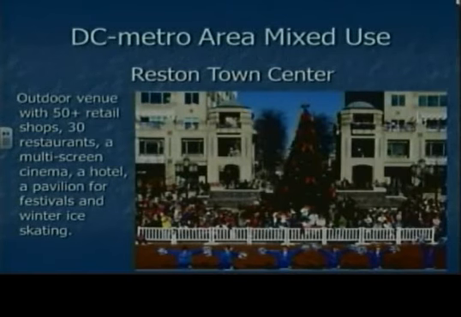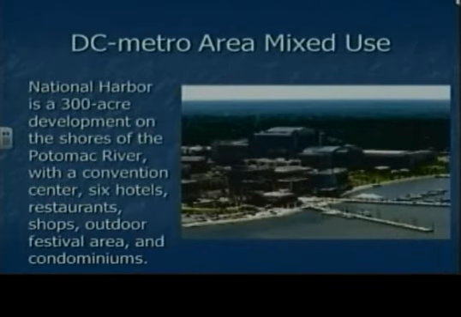A different type of mixed use would be the Reston Town Center. Outdoor venue with 50-plus retail shops, 30 restaurants, a multi-screen hotel, pavilion, and then obviously a residential component as well. Again, the most recent local example for Prince George's County would be National Harbor, a 300-acre development on the shores of the Potomac River, convention center, 6 hotels, restaurants, outdoor festival area, and then residential condominiums.